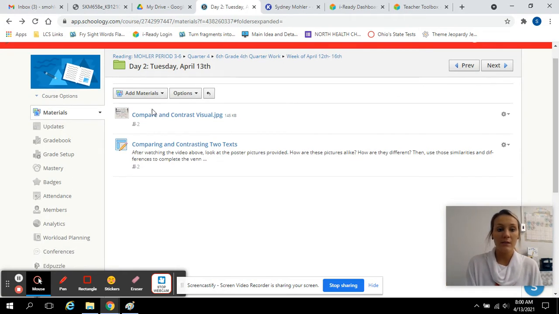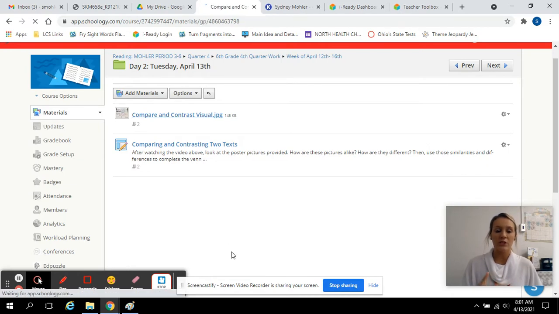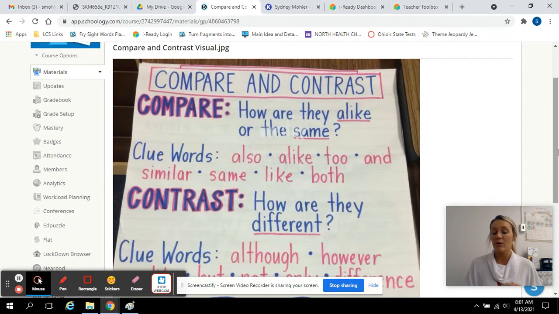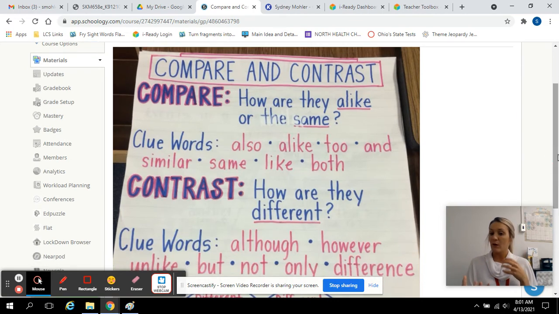So here is a visual posted in Schoology, just if you need to look at it to remember what these two words mean. Compare is how they are like or the same. So how are these two things the same? You might read two texts, and after reading them, you're going to tell me how this text was similar or alike to this text. Some of the clue words that will tell you there's a comparison nearby are also, alike, to, and, similar, same, like, or both.